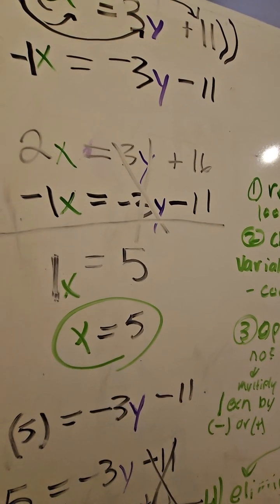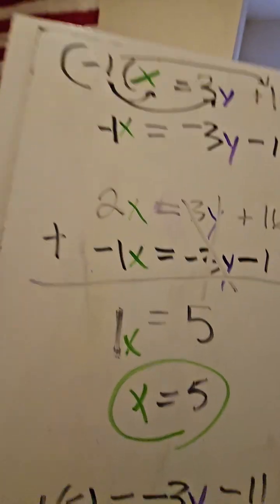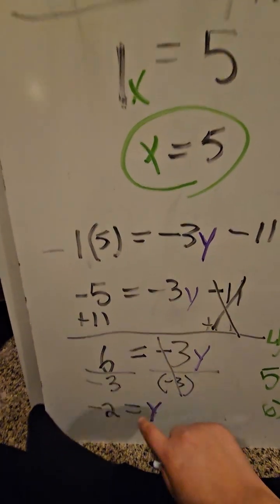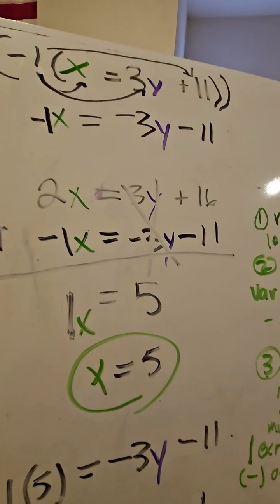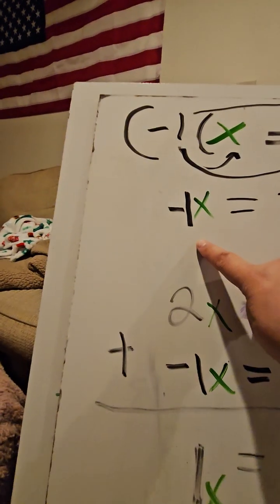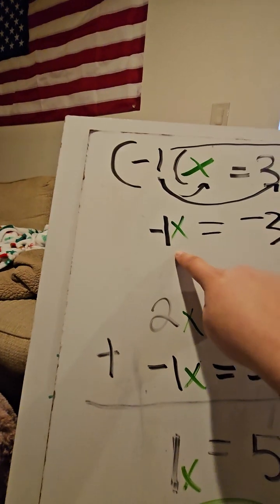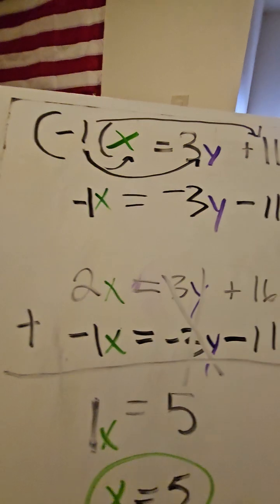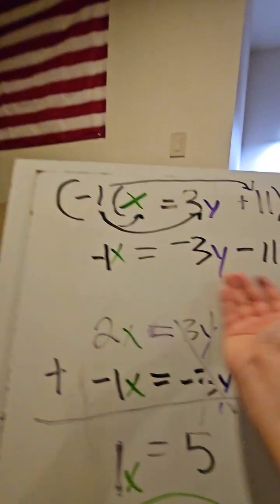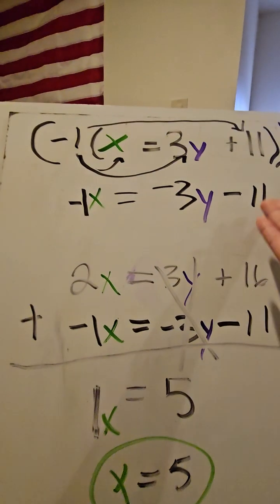And then if you really want to, you can go back and check your work by plugging both y and x at the same time into one of the equations. So you can go back and plug 5 here, and then negative 2 for y. And then you can see if the equation actually is true.